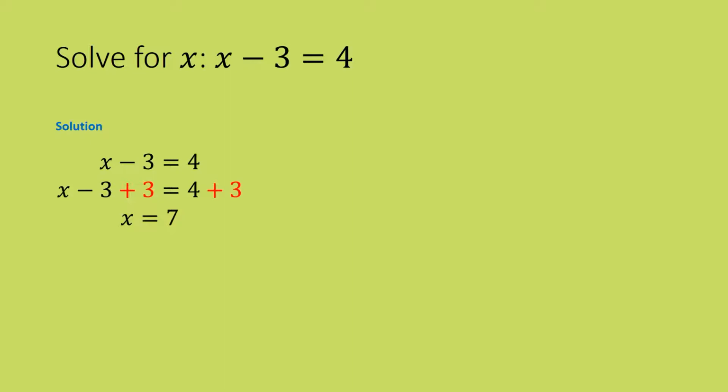So how are we sure that our answer is correct? So, checking: x is equal to 7. So we have x minus 3 is equal to 4. Substituting the value of the variable x, which is 7, 7 minus 3 is equal to 4. And our answer is 4 is equal to 4. So if the equation agrees, then your answer is correct, which is 7.